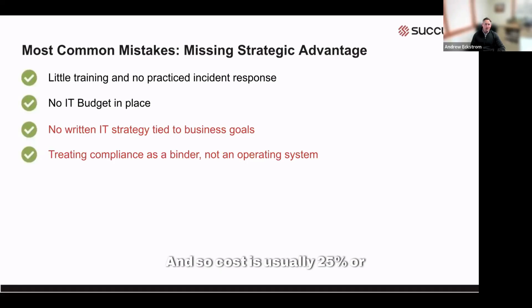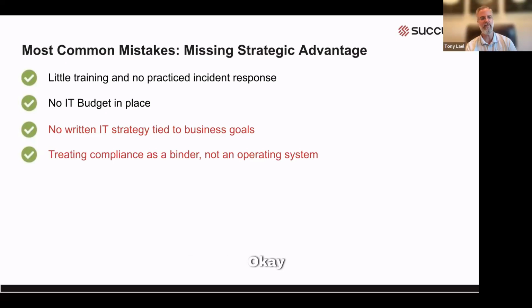And so cost is usually 25% or less. The outcome is usually 75% of where you get value. So you talk to someone like me, I can tell you how to navigate your IT journey very efficiently and save money over time. And if you do that with every decision time and time again, all of a sudden things start to get easier and then cheaper over time. But if the only strategic measure you have is the cost you can see, you're only focusing on 25% of the problem.